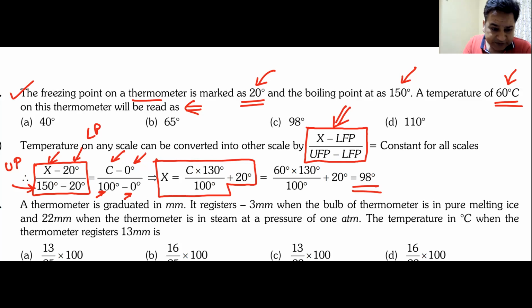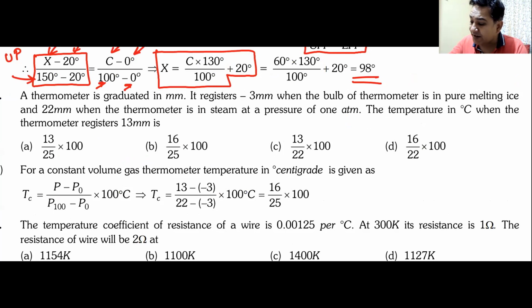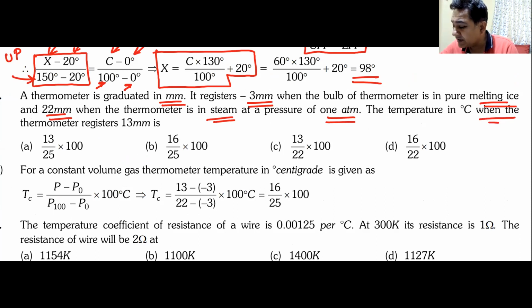The same question could have been like this: a thermometer is graduated, marked in millimeters. It registers -3 mm when the bulb temperature in pure melting ice is 22, and the thermometer is in steam, at the boiling point at a pressure of 1 atmosphere. The temperature in degrees Celsius when the thermometer registers 13 degrees. Okay, this is based on the pressure scale. Let us go back on the pressure scale. Let us do that first, and then let us come back.